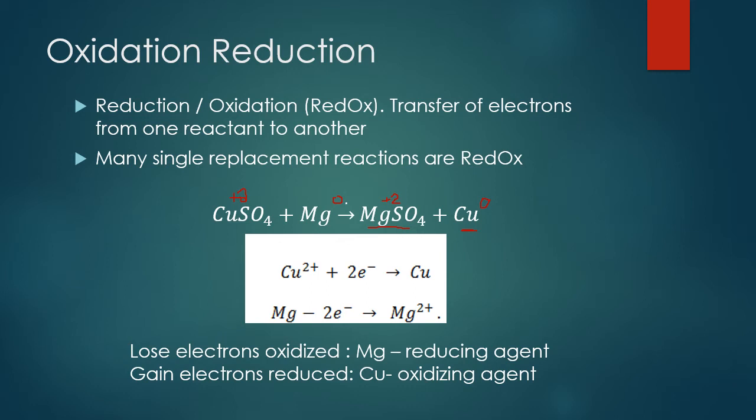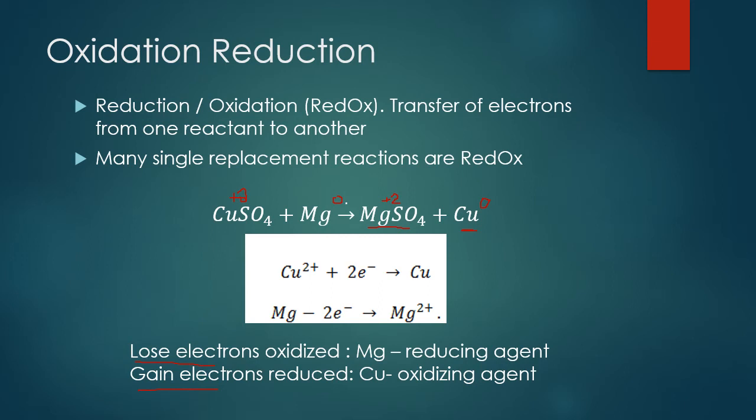So once you assign charges, you next need to identify which substance is oxidized and which substance is reduced. To do that, you're going to follow the guidelines below. If you lose electrons, it is oxidized. If you gain electrons, it is reduced. So you're looking to see what happens to the elements involved in the equation.